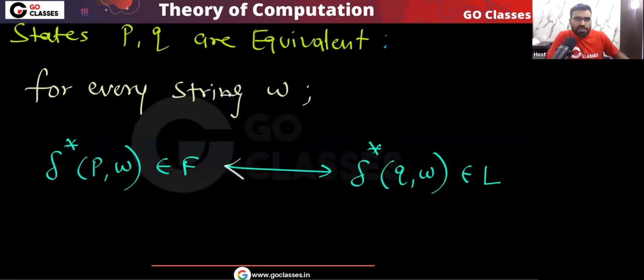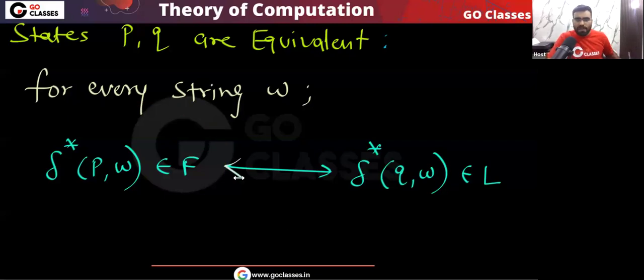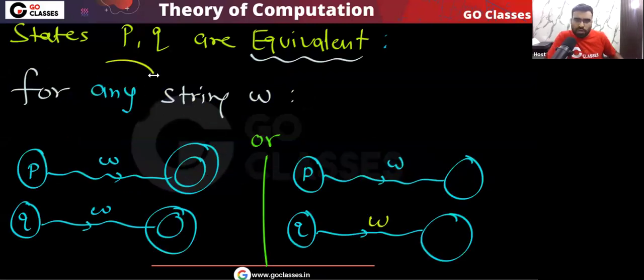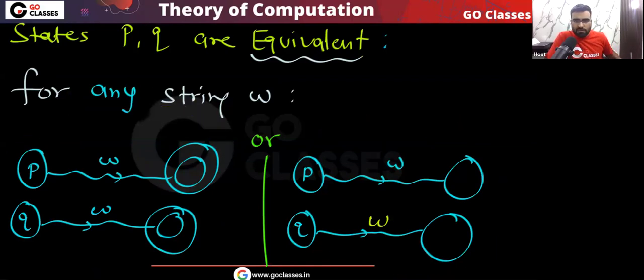When can I say two states are equivalent? If for every string this happens: if P is going to final, then Q will go to final; if P is going to non-final, then Q will go to non-final. For any string you take, either both will go to final or both will go to non-final. This is the definition of equivalent states. Now let me tell you what the definition of non-equivalent states means, the definition of distinguishable states.